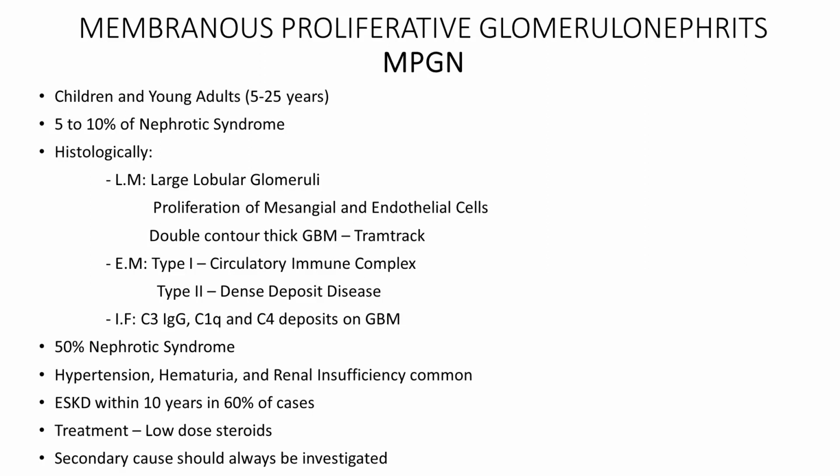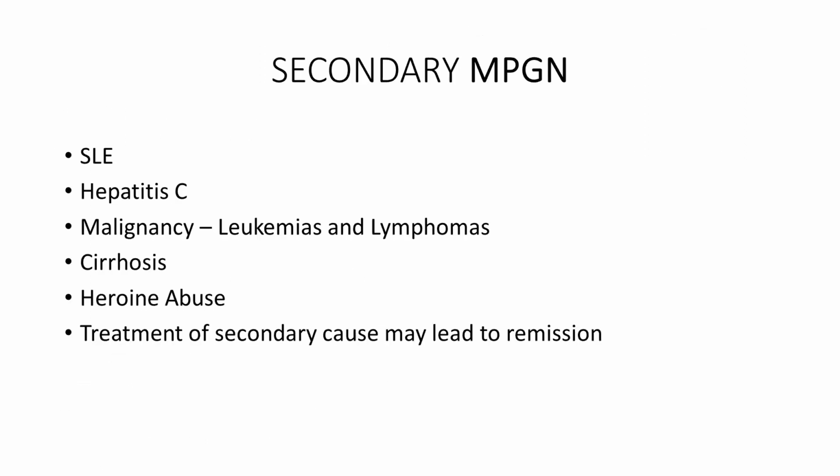Type 1 and type 2 are there, dense deposit disease and circulating immune complex. It is a 50% cause of nephrotic syndrome. Again, it's a bad diagnosis of nephrotic syndrome in the sense that patients do have hypertension, hematuria, and renal insufficiency, and ultimately they end up with kidney failure in 60% of cases within 10 years. Treatment is low dose steroid. The secondary causes of MPGN are SLE, hepatitis C, malignancy, cirrhosis, and heroin abuse, and you have to treat the secondary cause, which may lead to remission of the disease.